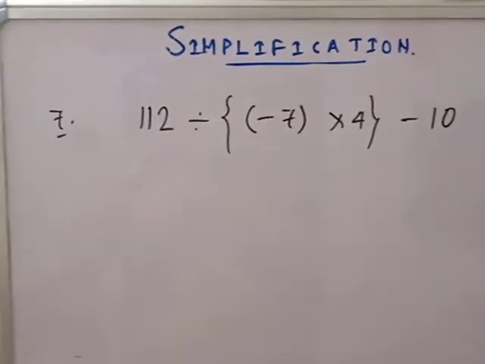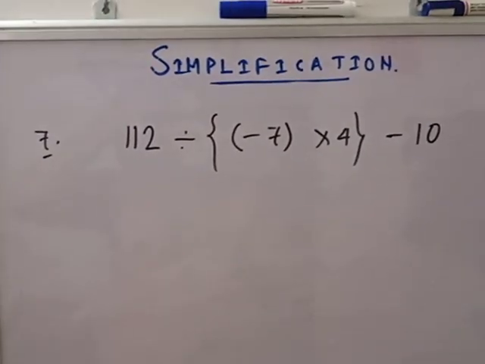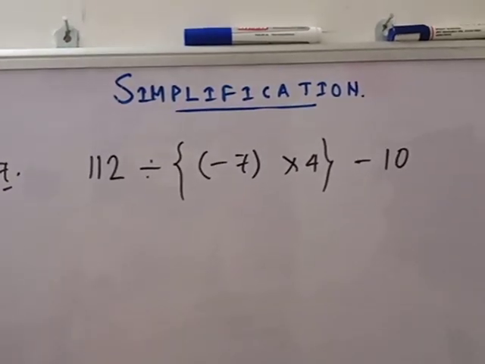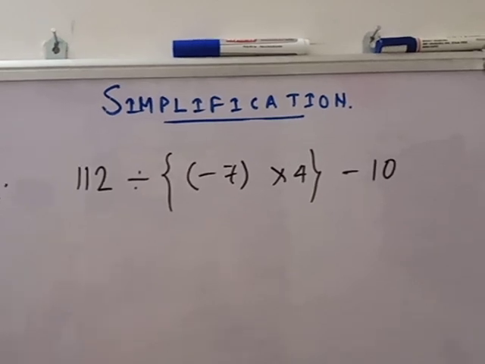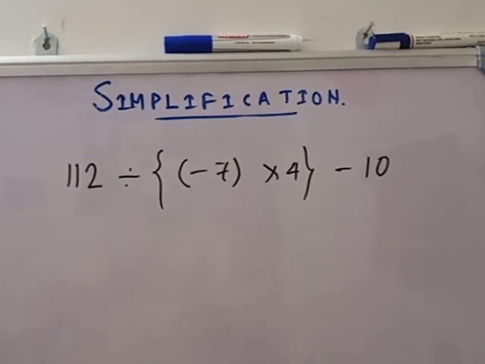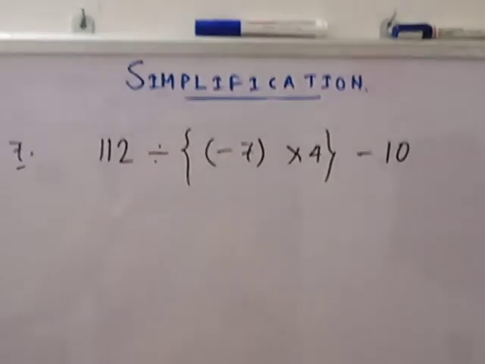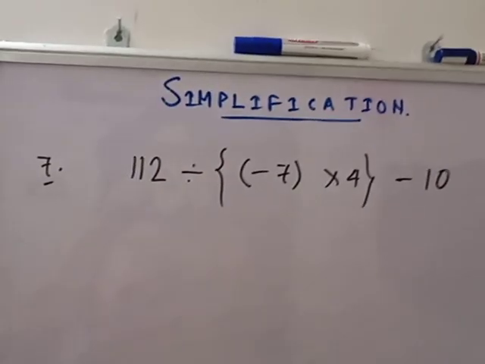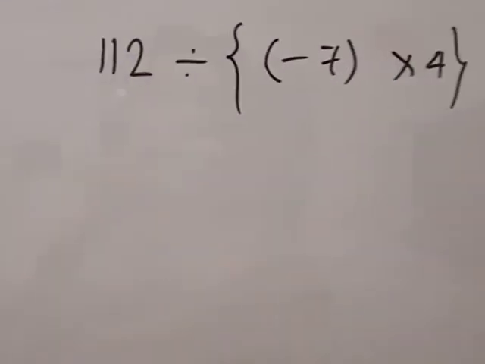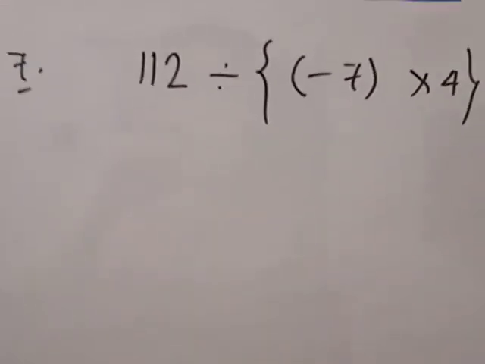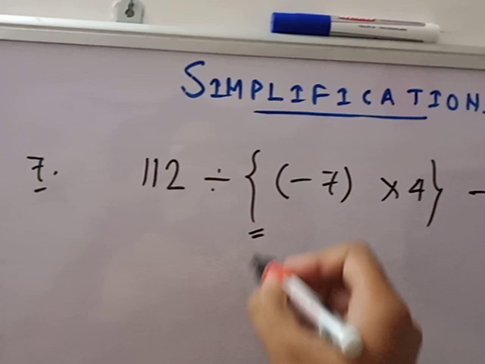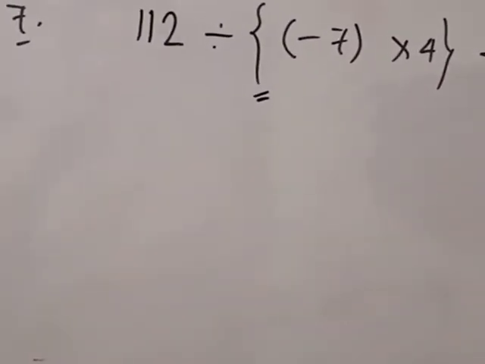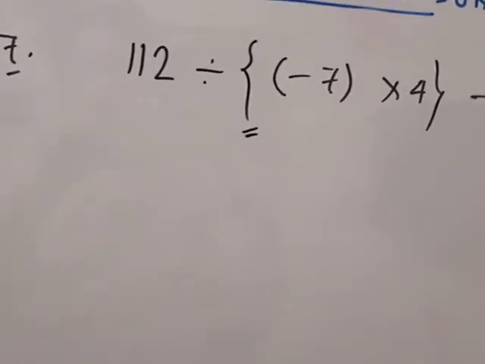Next problem: 112 divided by, in the second bracket, minus 7 into 4, second bracket closed, minus 10. So division and subtraction are there, but one bracket is there. So we have to do the work for the bracket. Whether it is second bracket, third bracket, or first bracket, you have to do the work of the bracket first.